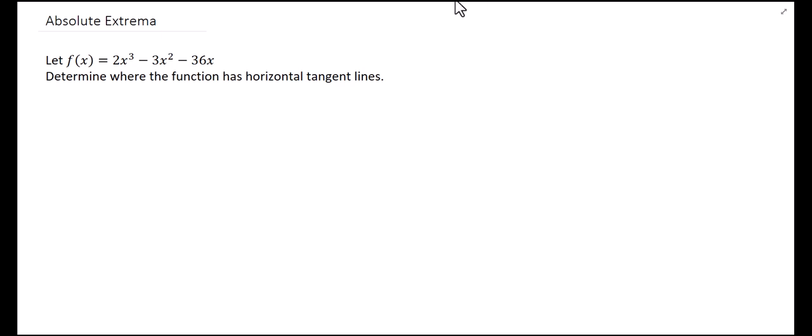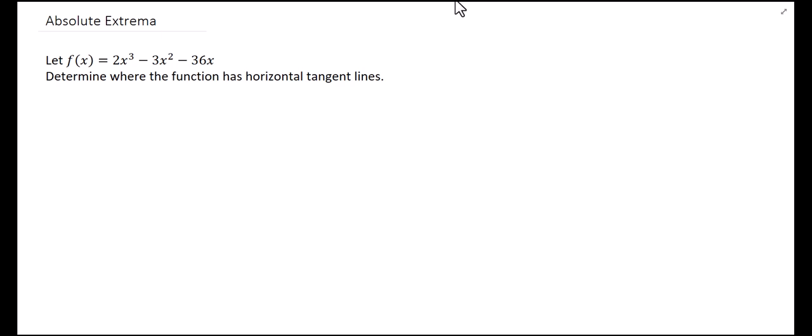Hey everyone, in this video we're going to go over the concept of absolute extrema, which is when we have an absolute max and an absolute minimum value of a function. And we'll also go over relative extrema, which are when we have local maxes and mins. So I'll go over what all of that means. So let's start with this problem.